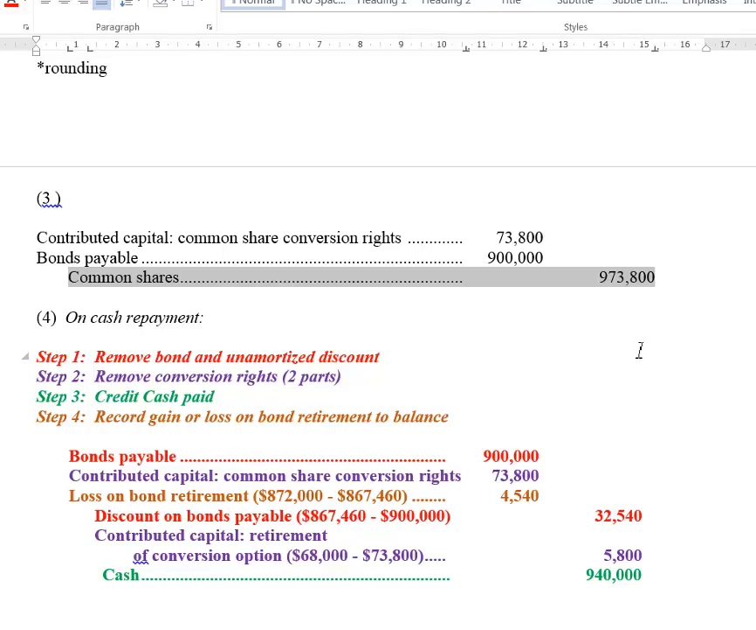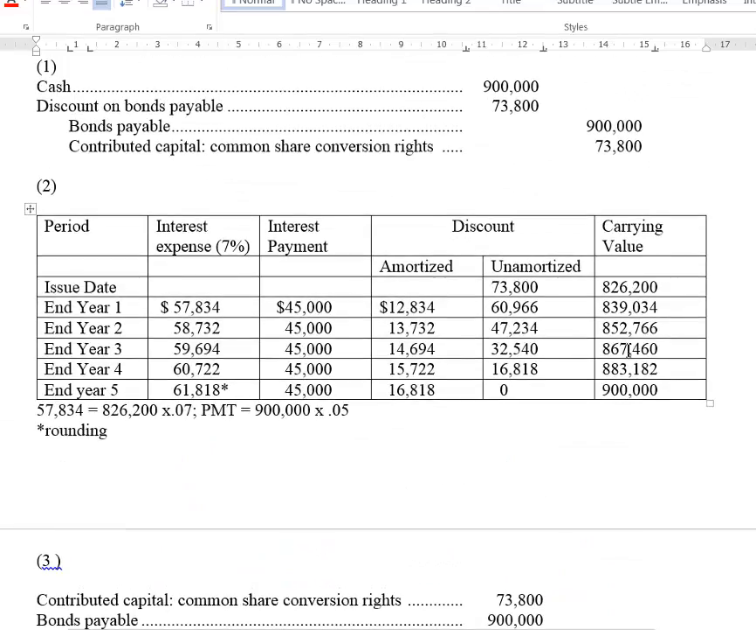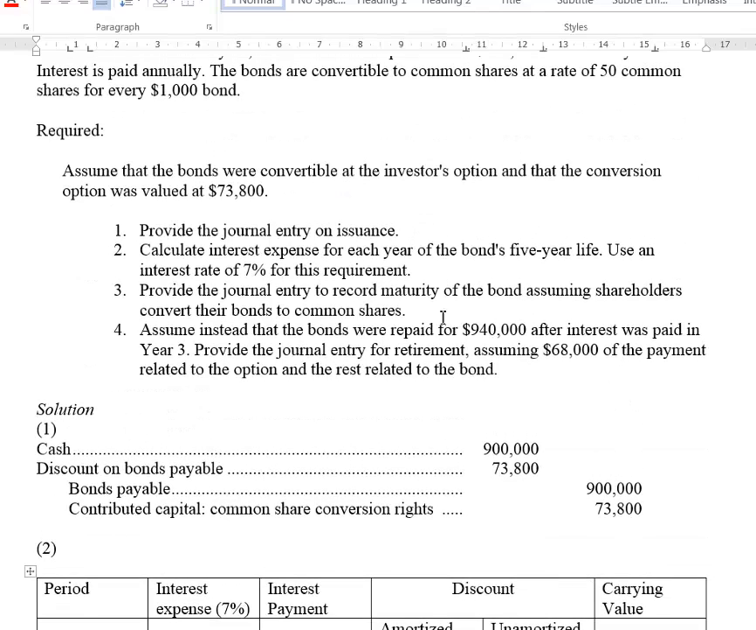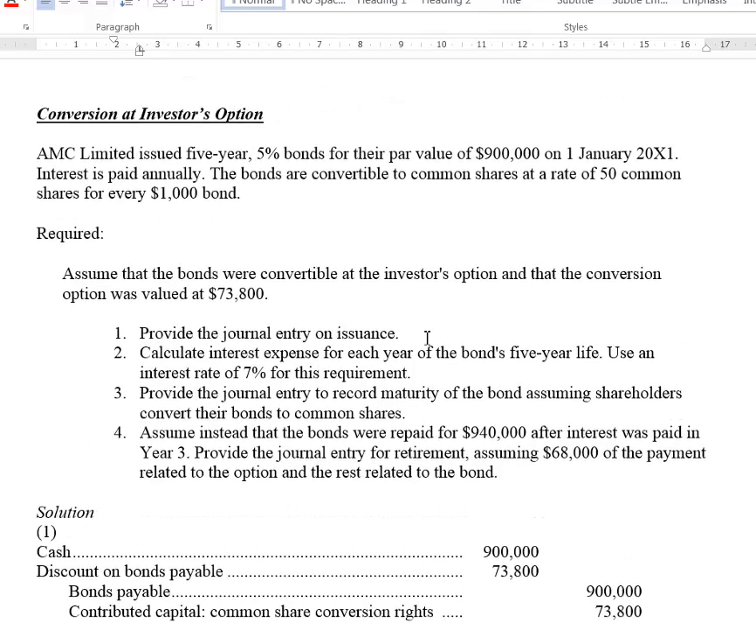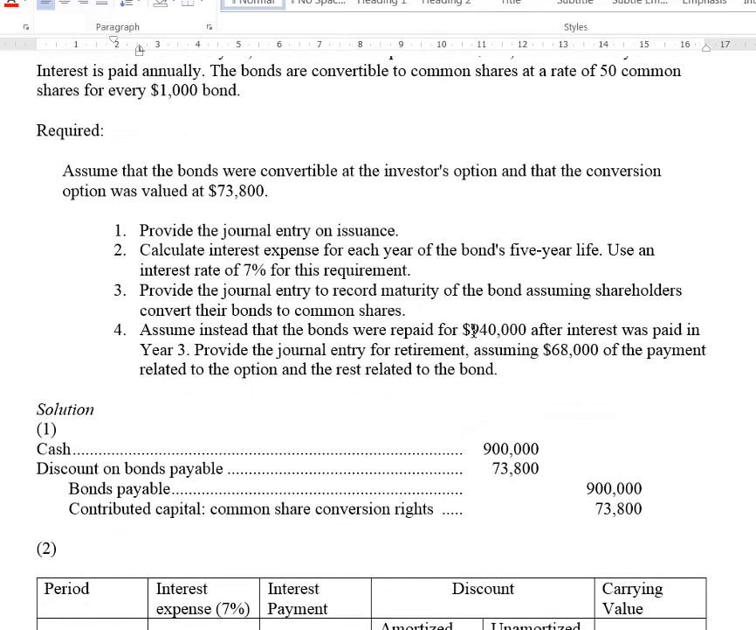$973,800. Now, for the last part of the question, instead of assuming, as in part 3, that we waited till maturity to convert, let's assume here that the issuer of the bonds, in this case AMC, decided to buy the bonds back from us for $940,000, which is the market price after the interest was paid in year 3.